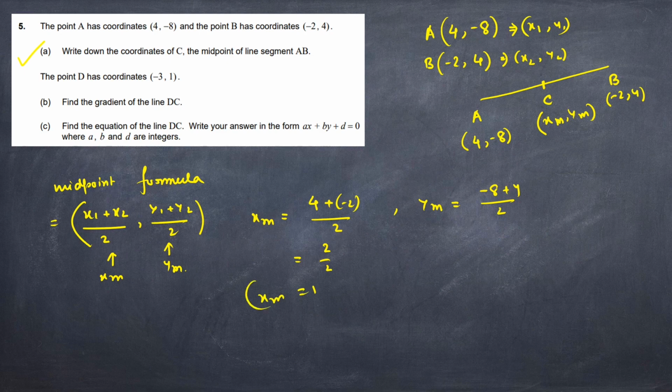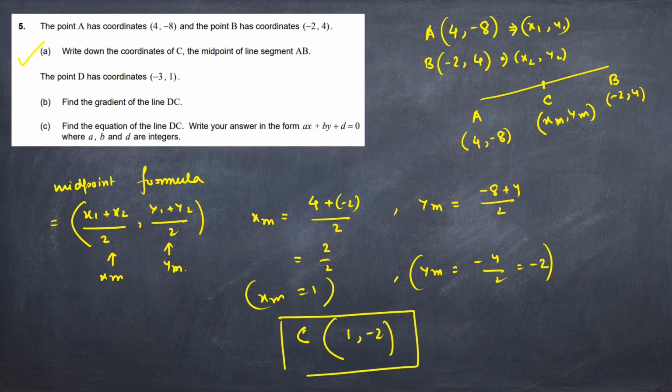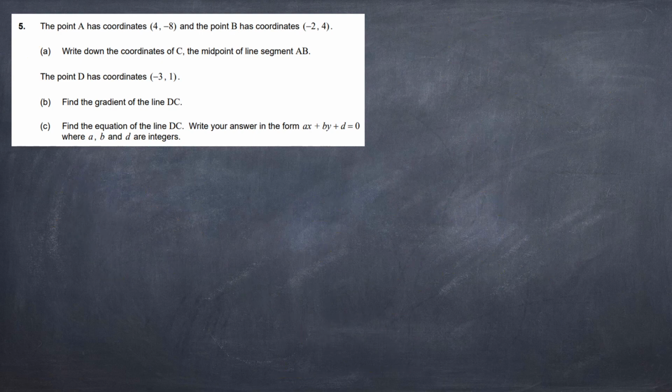So xm is equal to 1 and ym is equal to minus 4 divided by 2, equal to minus 2. So the midpoint C has coordinates 1, comma minus 2. This is the coordinate for the midpoint of A and B, that is the point C. This was a very simple question, you just need to remember the formula. Now we will move to the second question of this problem.